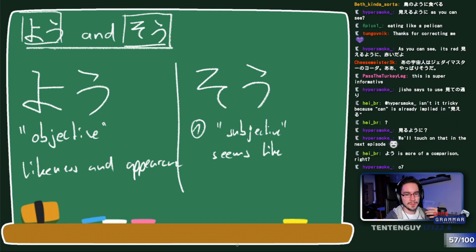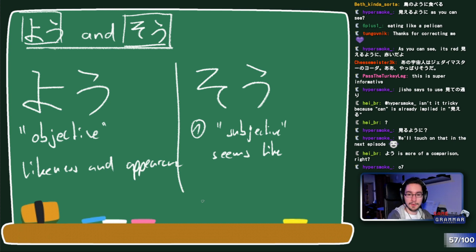Comparison, right? Yo is more of a comparison of likeliness, and sou is more of a judgment or an intuitive statement, like judging something. It's what it seems like to you. So when you use it as a subjective judgment, like it seems to me, it appears to me, you add it to the stem of verbs. 雨が降りそうです. It seems to me it will rain.